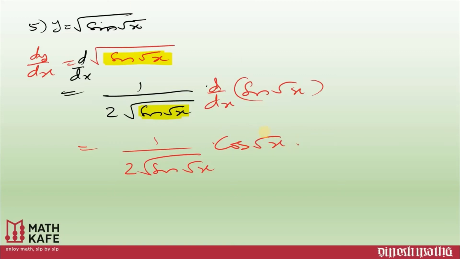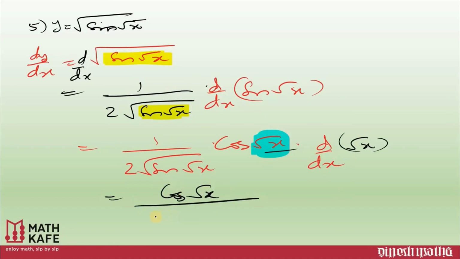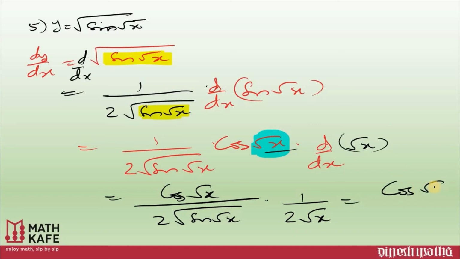And if you observe, this angle is not x, this is another function. One more time, the chain, that will become into d by dx of this angle root x. That means this is cos root x whole divided by 2 times root of sine root x into derivative of root x, which we know is 1 by 2 root x. Finally, this will become cos root x, 2 into 2, 4, and under the root x into sine root x. That is our final answer.